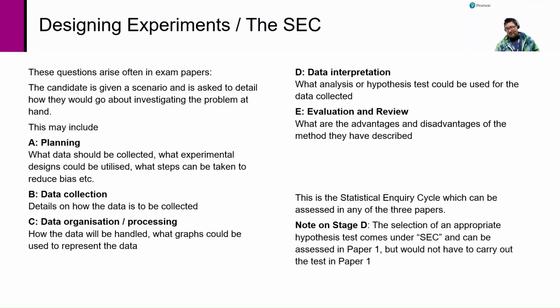Just a note on stage D. Stage D is about hypothesis testing, or what kind of inference you might use. Even though paper 1 has no hypothesis testing on it, the identification and correct selection of a hypothesis test is part of the SEC. And because the SEC is a part of all 3 papers, candidates in paper 1 may be asked to select an appropriate hypothesis test. They won't be asked to carry it out unless it's in paper 2 or paper 3. But if it's in paper 1, they could still be asked to select an appropriate hypothesis test.